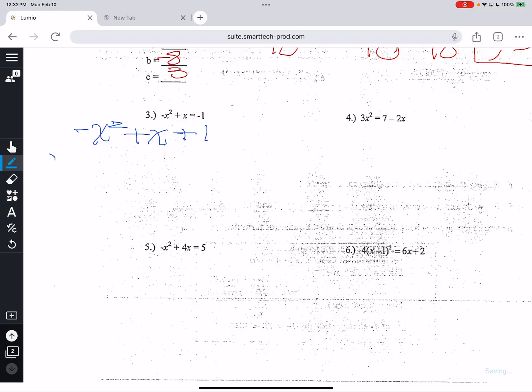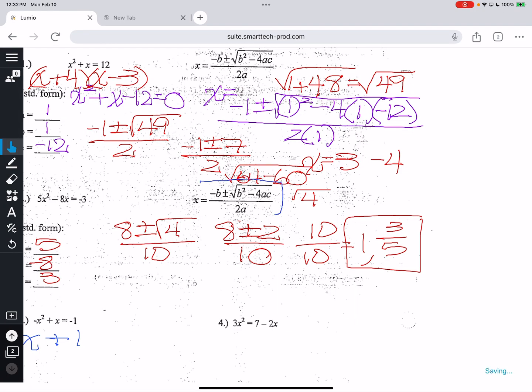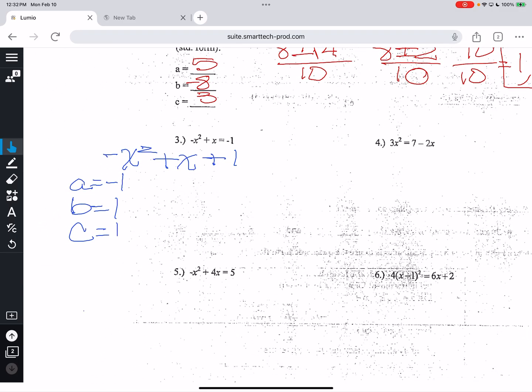So what is a? Negative 1. b is 1, and c is 1. All right, so remember, this is your template, if you will, that we're going to use. Is it opposite b or negative b? Opposite. Can y'all see it? I hope.